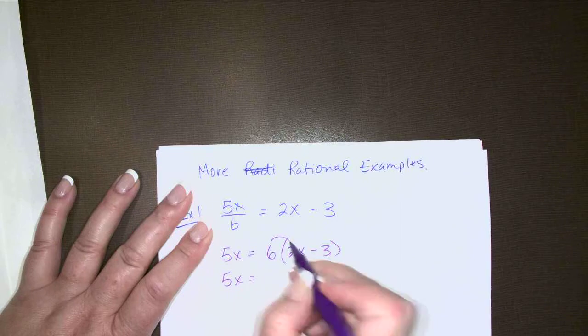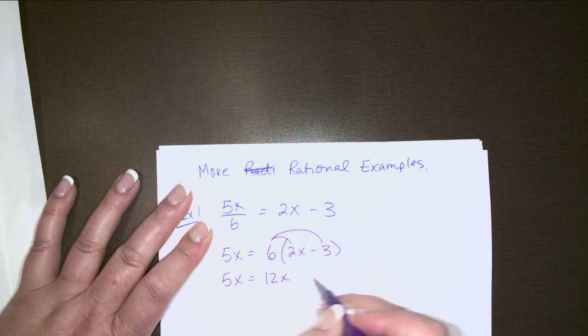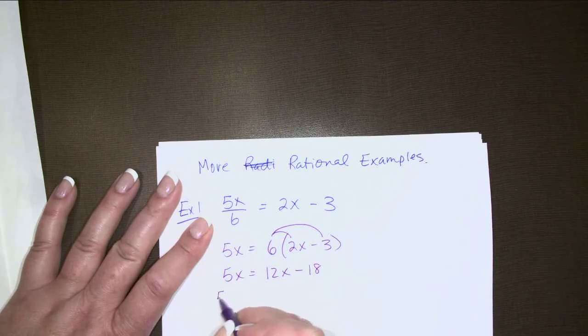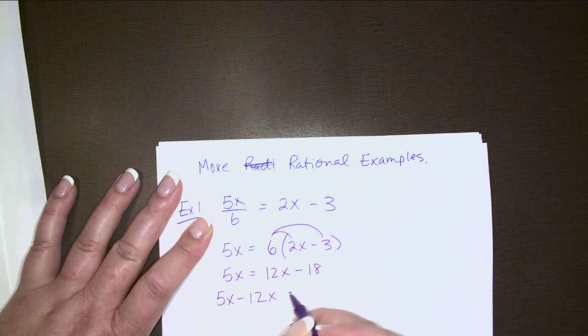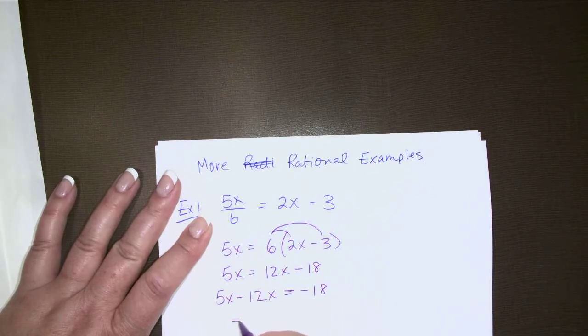6 times 2 is 12, and 6 times 3 is 18. 5x minus 12x equals minus 18, or bring them to the opposite sides to avoid this negative. Minus 7x equals minus 18.